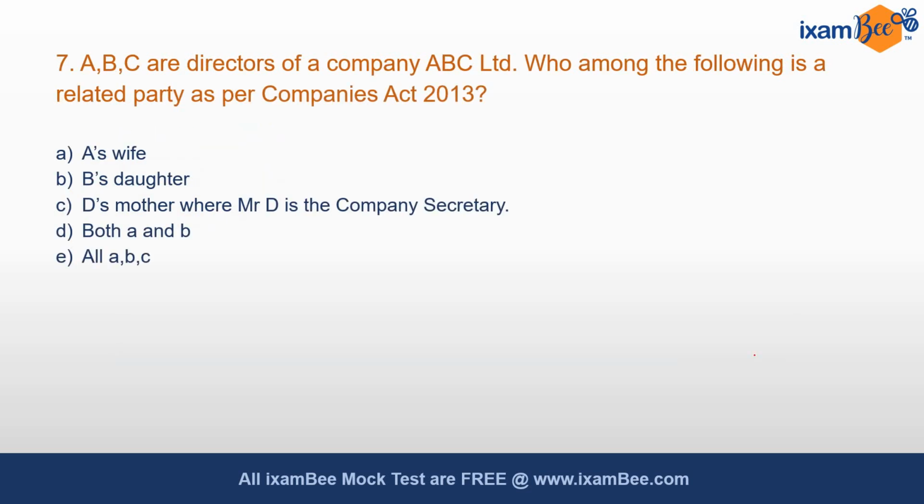Question number 7: A, B, C are directors of a company, ABC Ltd. Who among the following is a related party as per Companies Act 2013? If you look at the options, the correct answer is E, all of A, B, C.